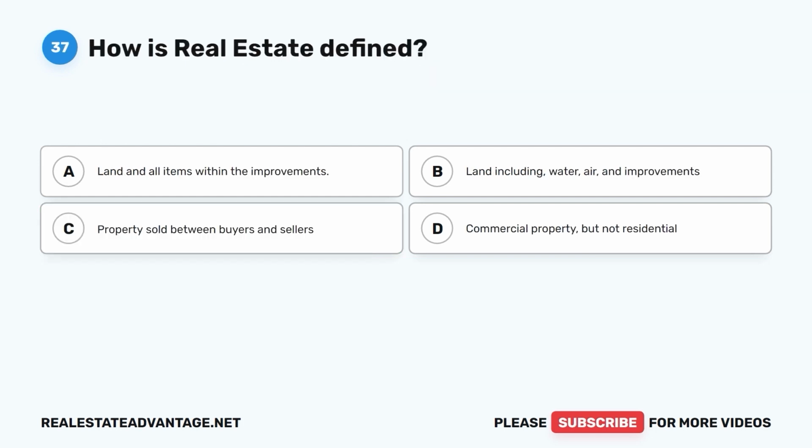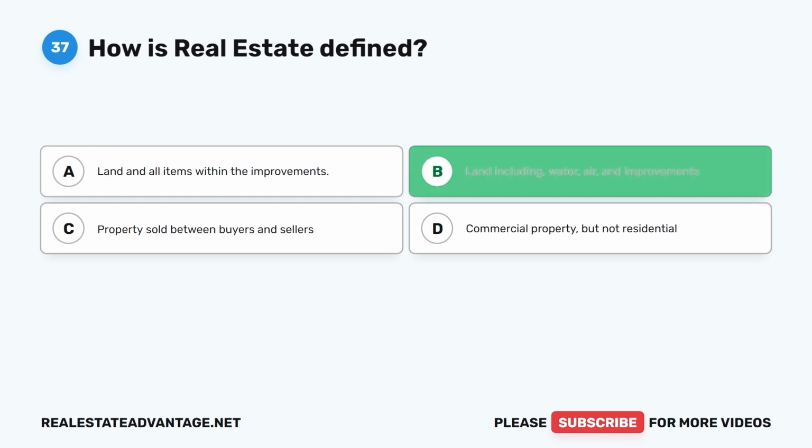Question 37. How is real estate defined? A. Land and all items within the improvements. B. Land including water, air, and improvements. C. Property sold between buyers and sellers. D. Commercial property, but not residential. The correct answer is B. Land including water, air, and improvements.